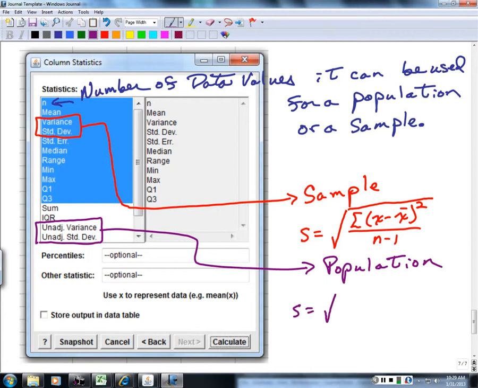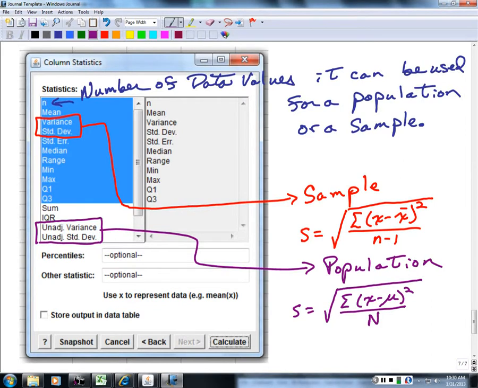And S is equal to the square root of the sum of x minus mu, quantity squared, over big N. Okay? To be honest, the values are not going to be that different. It's going to be a small difference. But you've got to pay attention to the directions in my stat lab, because it's going to ask you to find the variance and standard deviation of populations and samples. Which means that if you use this for a sample, you're going to get it wrong. And if you use that for a population, you're going to get it wrong. Okay?